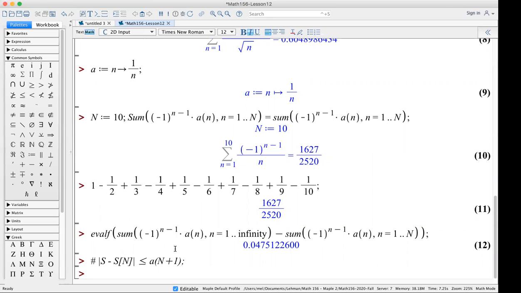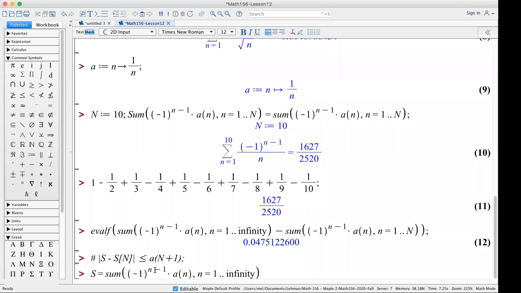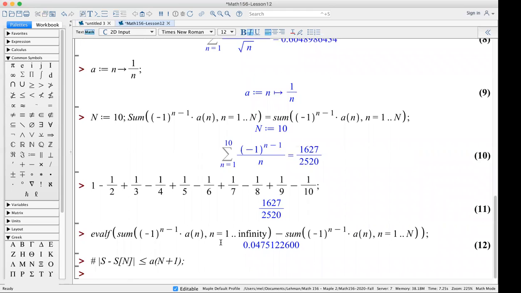So what does this say? Let's just look. S is equal to the infinite series. Well, actually, I don't even need that. So here we have the infinite series from 1 to infinity. This is the sum of the first n terms. This is going to be less than a_(n+1).